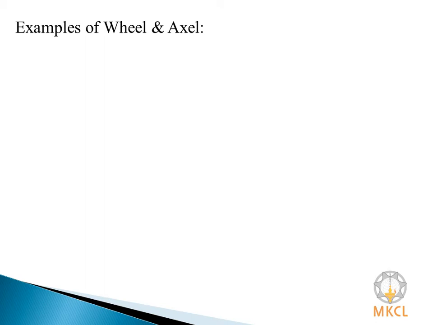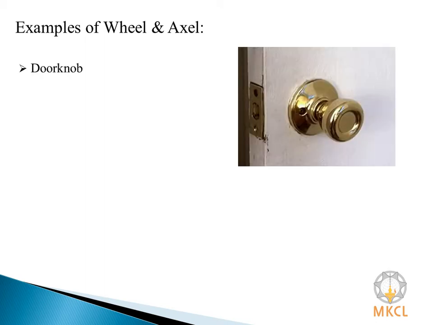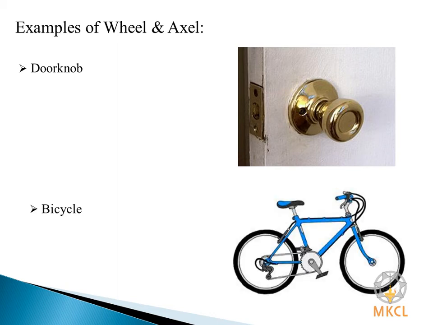Some day-to-day life examples of wheel and axle: a doorknob. The knob is a wheel and the rod attached to the knob is the axle. A bicycle is another example of a wheel and axle system. In the wheels of a bicycle, the wheel and axle system is used.